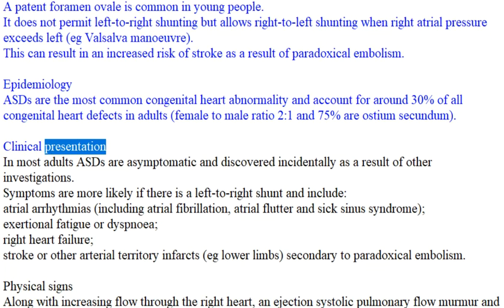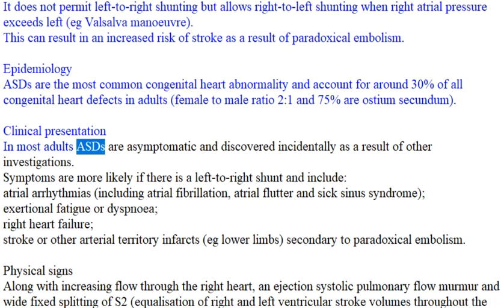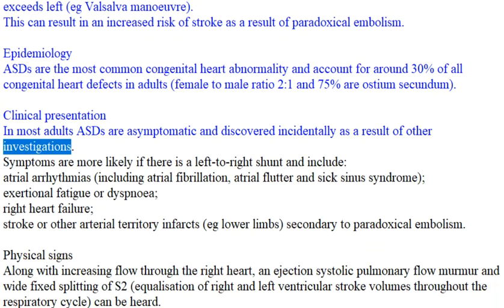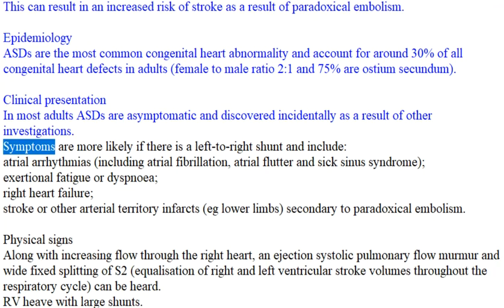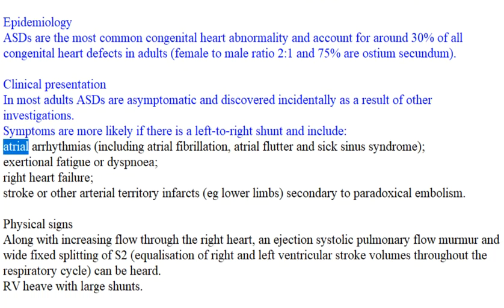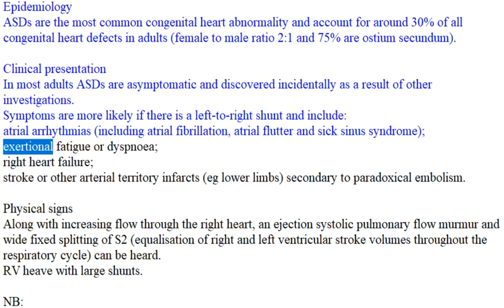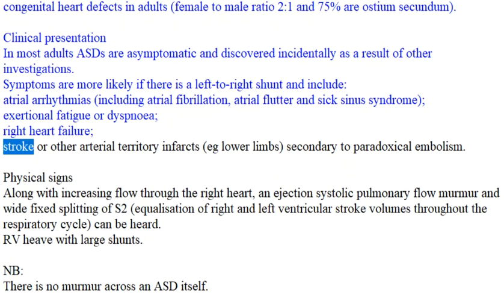Clinical presentation. In most adults, ASDs are asymptomatic and discovered incidentally as a result of other investigations. Symptoms are more likely if there is a left-to-right shunt and include atrial arrhythmias, including atrial fibrillation, atrial flutter, and sick sinus syndrome, exertional fatigue or dyspnea, right heart failure, stroke or other arterial territory infarcts, e.g. lower limbs, secondary to paradoxical embolism.